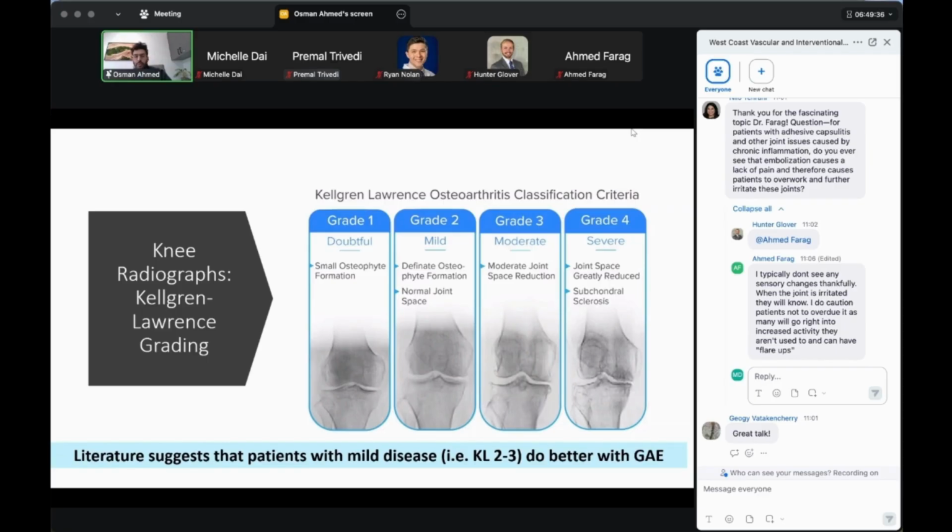And then you have 2 and 3, which is somewhere in between, essentially graded by the amount of joint space narrowing. This is important because not only do we want to document that patients have OA, there's also some literature that suggests that the grade 4s do worse than the grade 2 and 3, which has anecdotally been my experience, that they tend to do slightly worse.